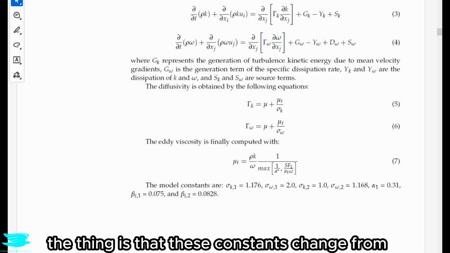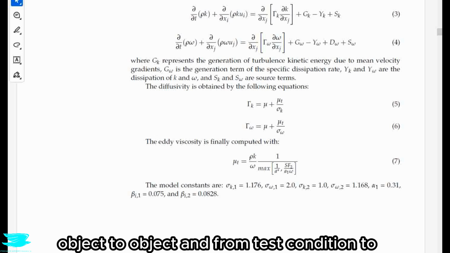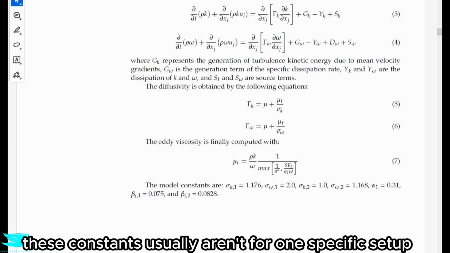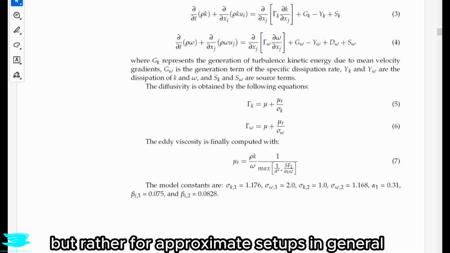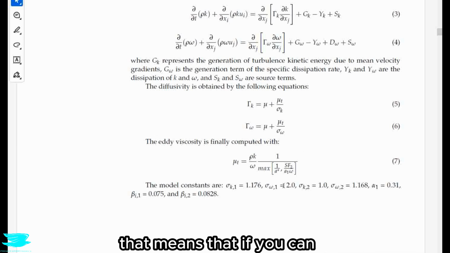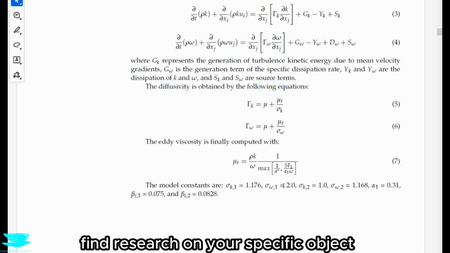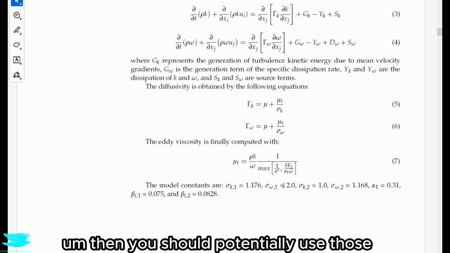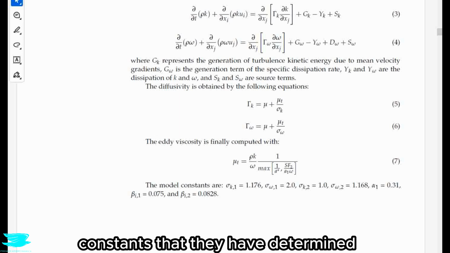The thing is that these constants change from object to object and from test condition to test condition. So in reality, these constants usually aren't for one specific setup, but rather to give approximate setups in general. So these numbers here, you just use on average. That means that if you can find research on your specific object, whether that's a tire or a ball or whatever, then you should potentially use those constants that they have determined.